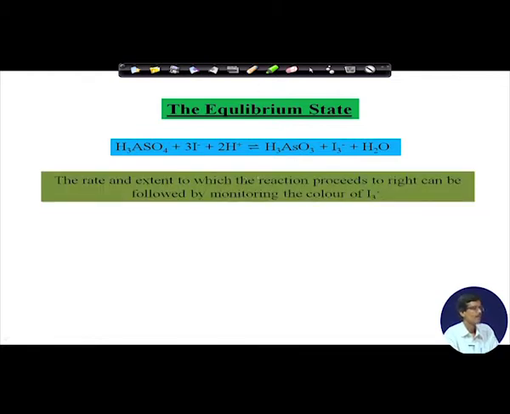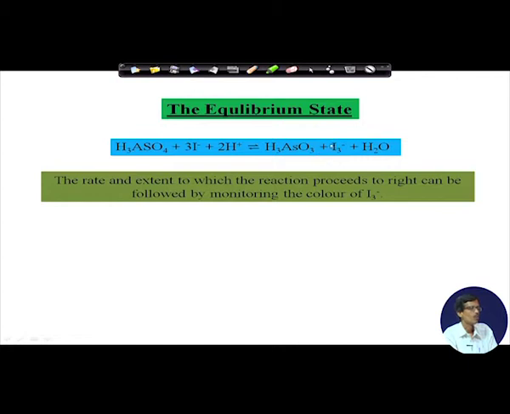And of the rate of the reaction, basically two things we will be considering: the extent of the reaction, how far it is moving from left to right, that can again be judged from the corresponding K value, the equilibrium constant value, and the other thing is how fast that particular equilibrium is reached. So, the rate and extent to which the reaction proceeds to right can be followed by monitoring the color of this triiodide ion, because triiodide ion is nothing but the attachment of the iodine molecule to the iodide ion. Triiodide ion is red brown in color and visually we can see it nicely.